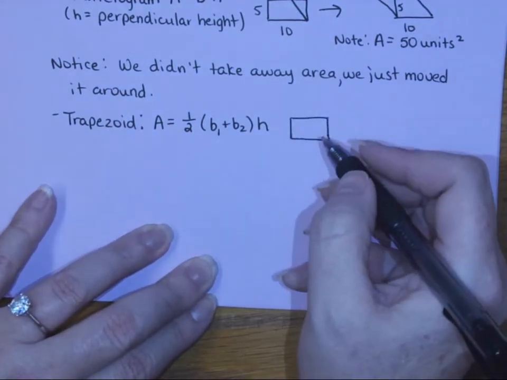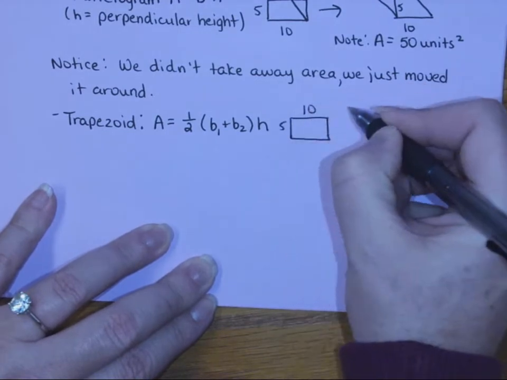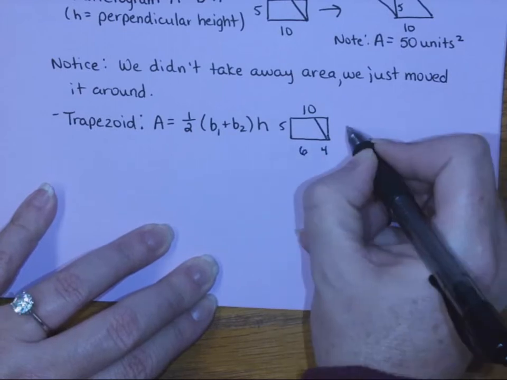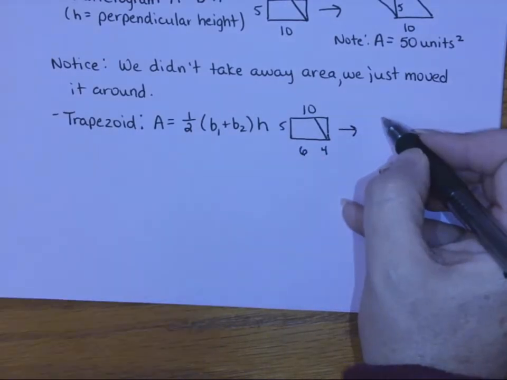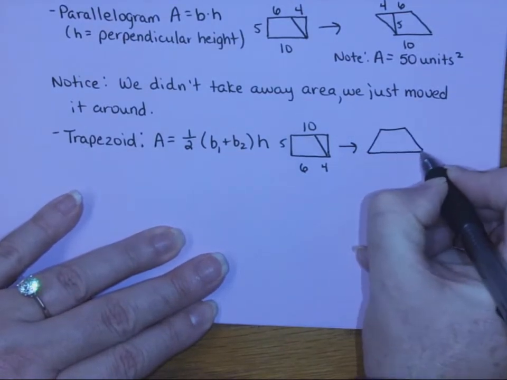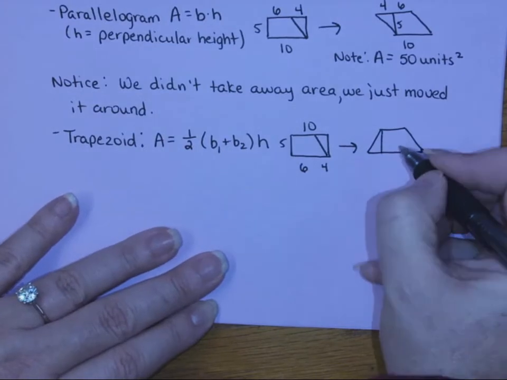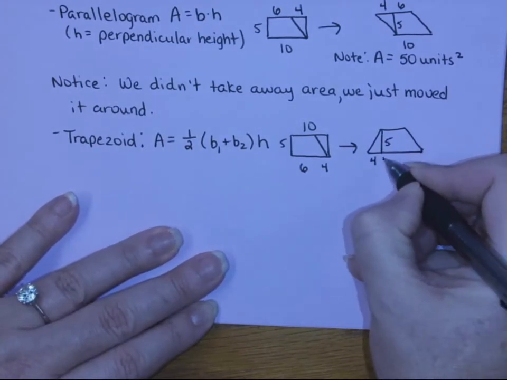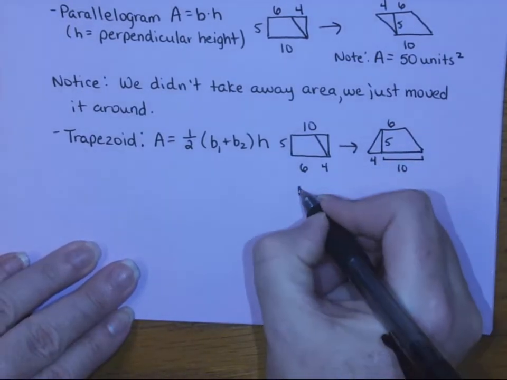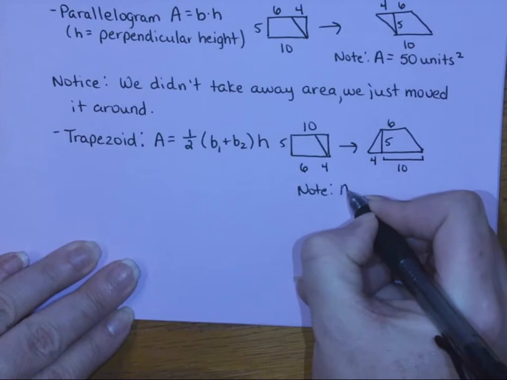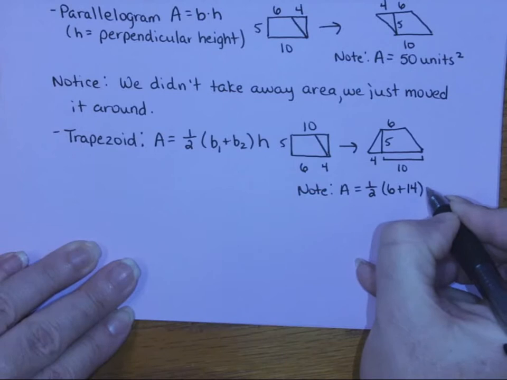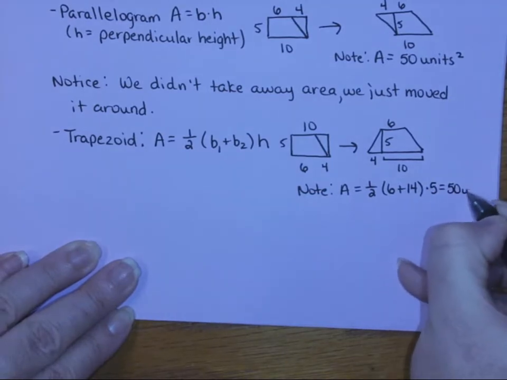So this is what we had, right? We had a 10 by 5, and then we cut this piece off, this part being 4, this part being 6. I know I'm not necessarily to scale here, and then I ended up with a trapezoid with one of the sides being moved, right? So this was 5, this was 4, this was 10, and this was 6. Okay, and note that the area is going to be 1/2 times (6 plus 14), times 5, which is still 50 units squared.